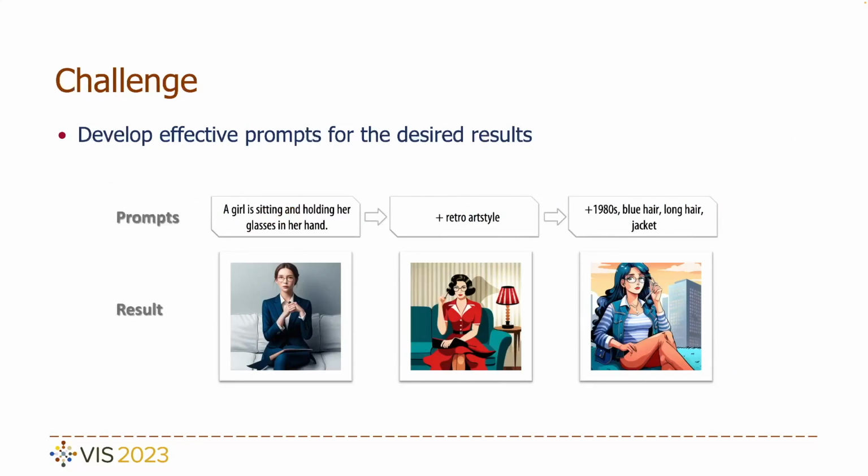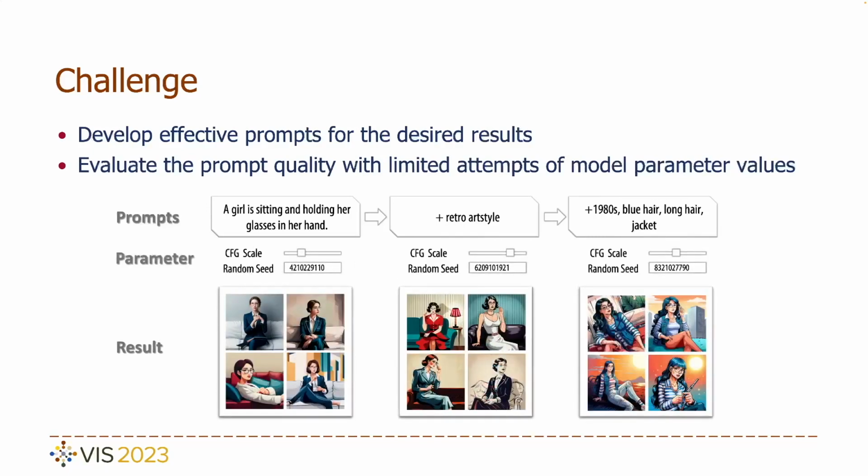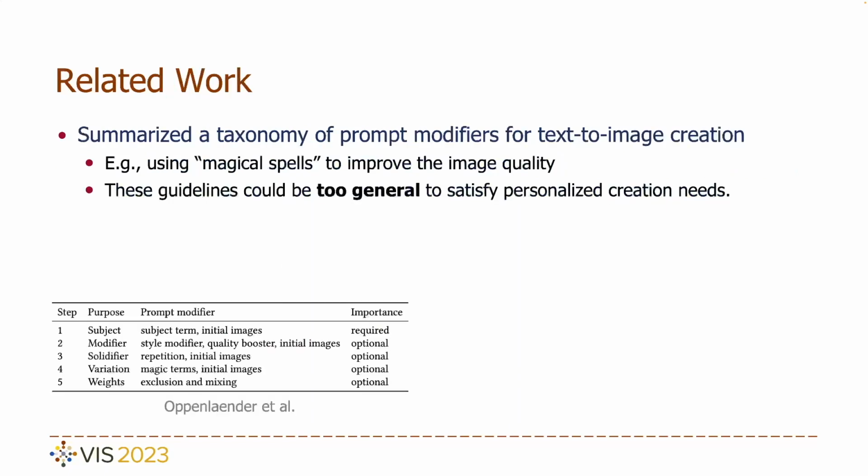However, due to the complexity and ambiguity of natural language, it is challenging for users to develop effective prompts to get the desired output. Moreover, prompts can result in distinct images based on different model parameters. Therefore, it is difficult to evaluate the quality of prompts with limited attempts on model parameter values.